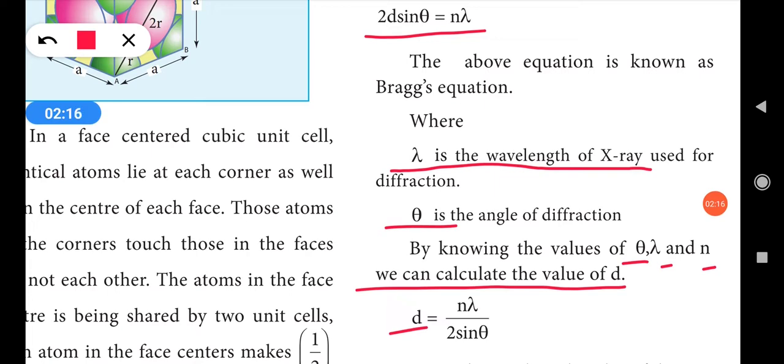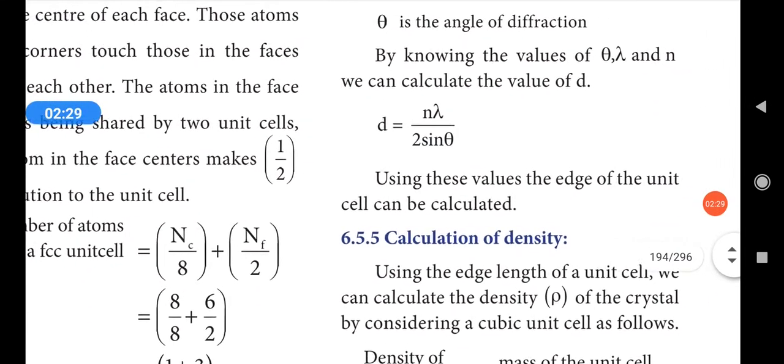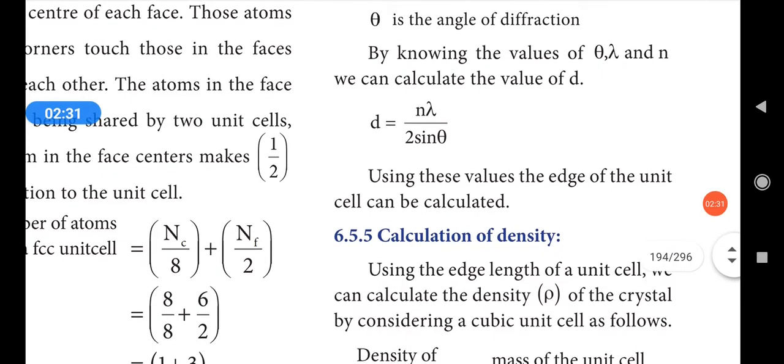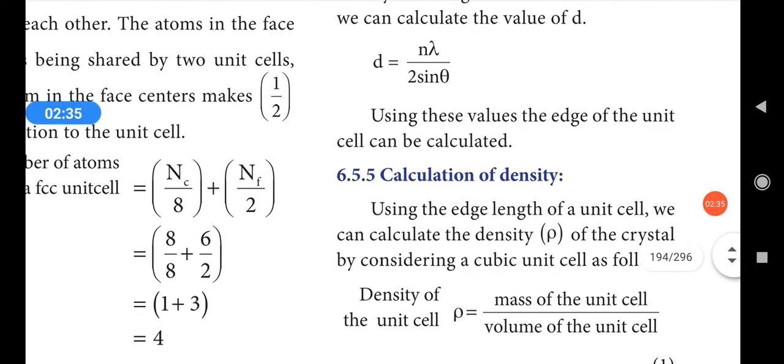So D is equal to n lambda divided by 2 sin theta. By rearranging this equation, you can get this equation. So with the help of this formula, you can calculate the dimensions. Using these values, the edge of the unit cell can be calculated.